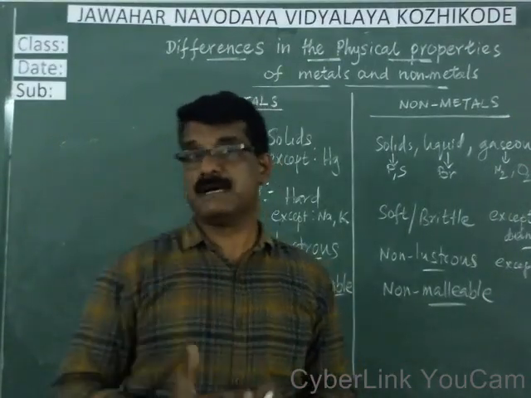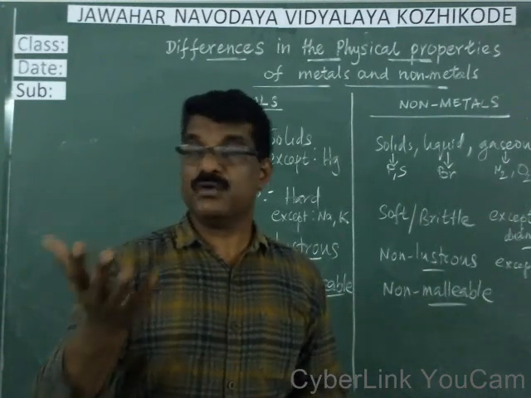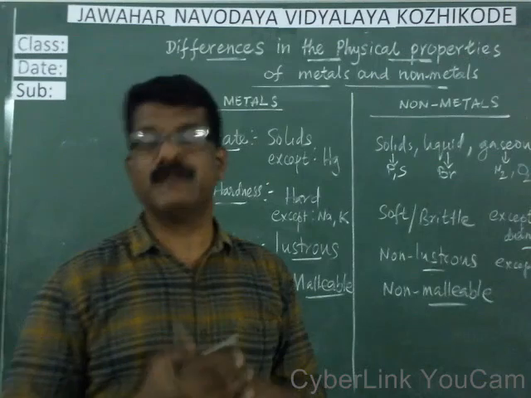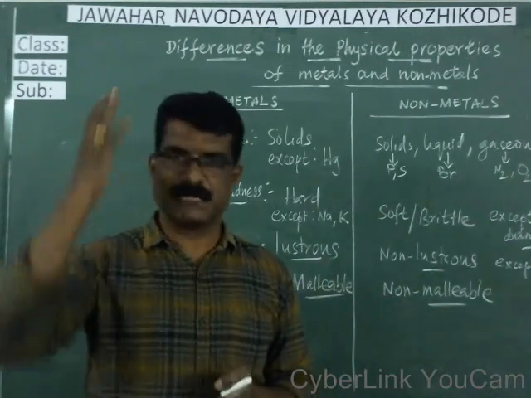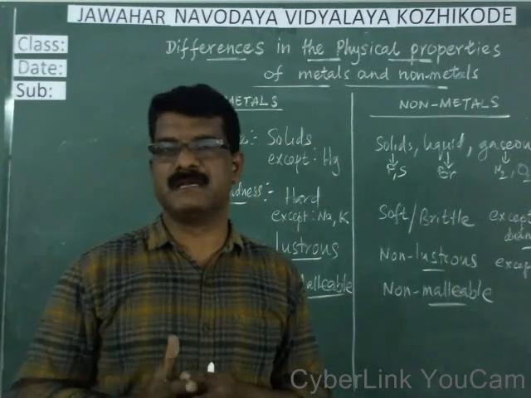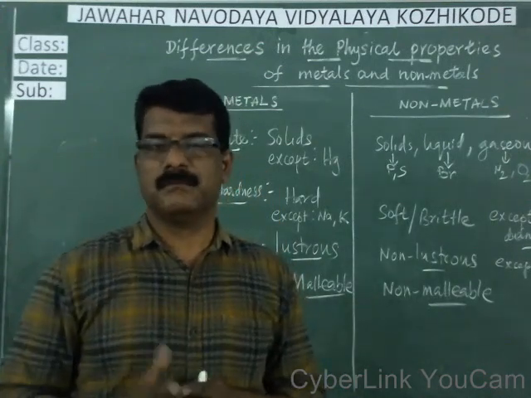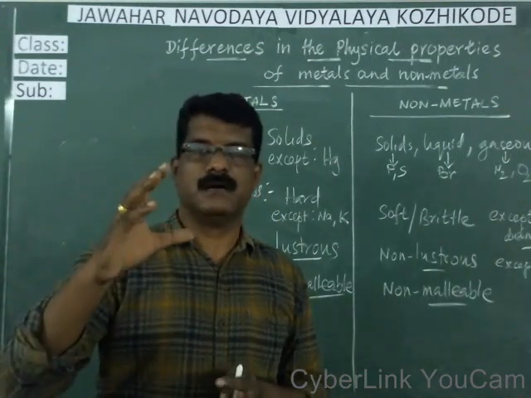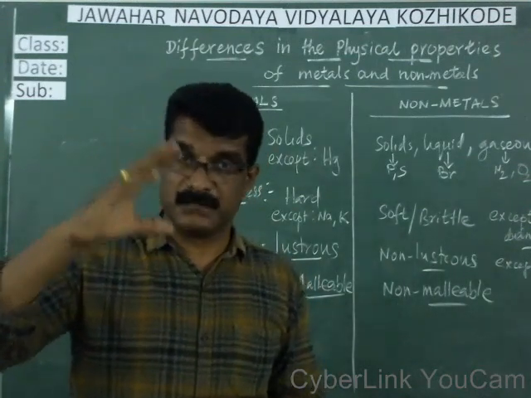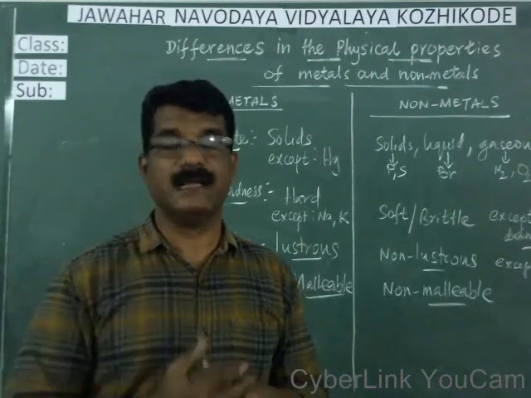Okay, a question may be asked like this. Why are aluminium foils used for packing food items? What can you write? Yes, very good. Because aluminium is a metal which is very malleable, one of the malleable metals. Therefore, aluminium can be beaten into thin sheets so that it can be used for packing food items.